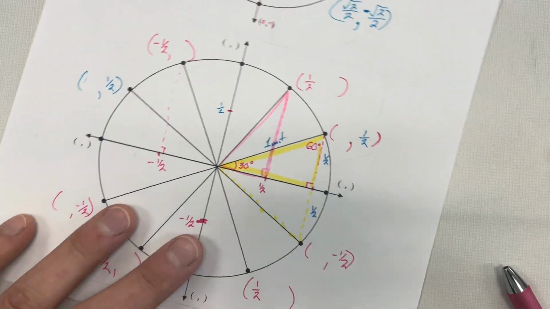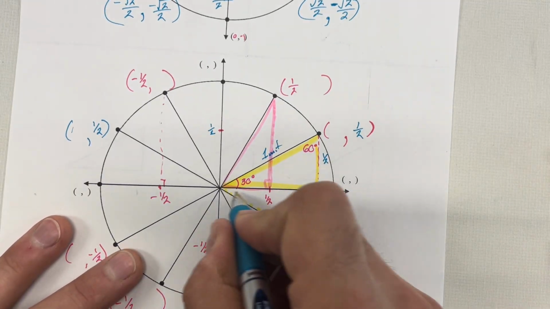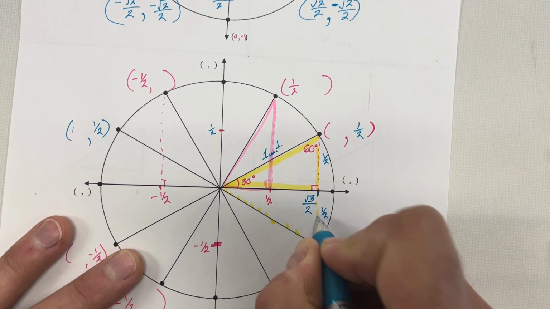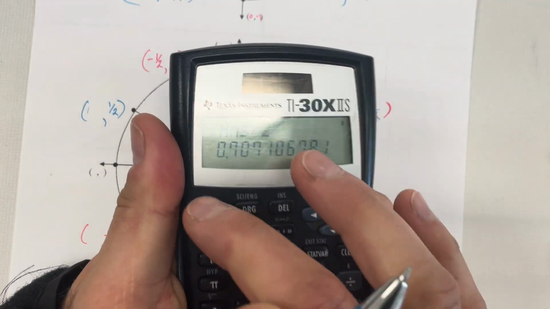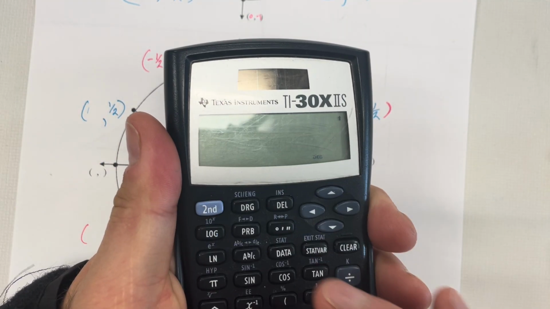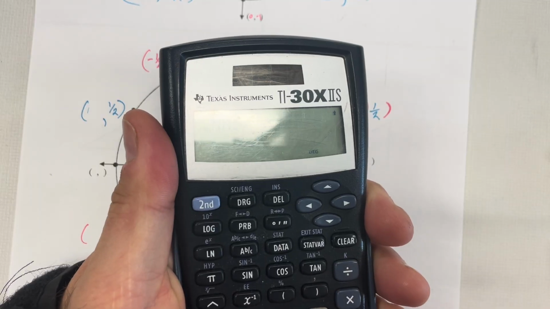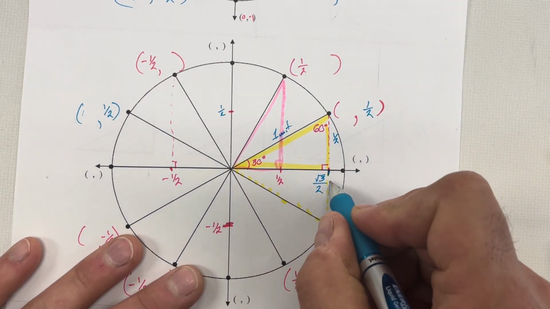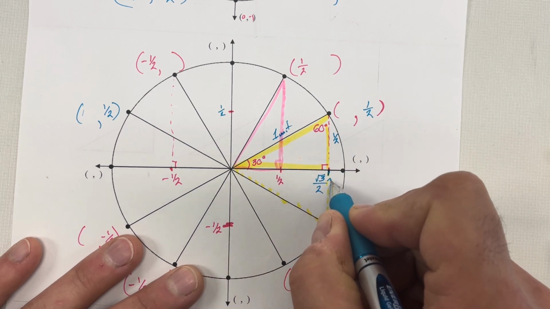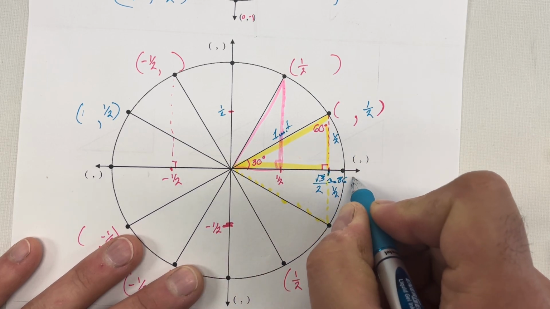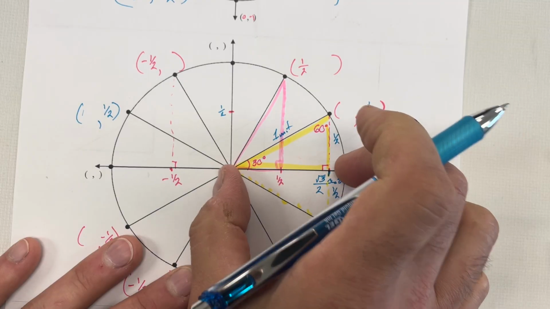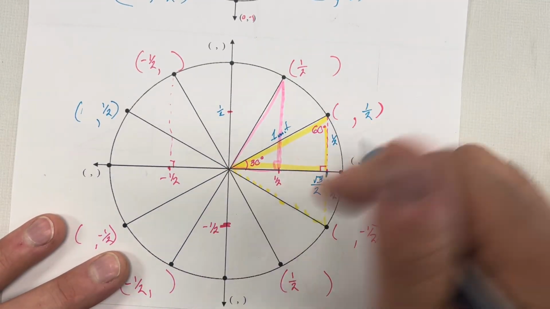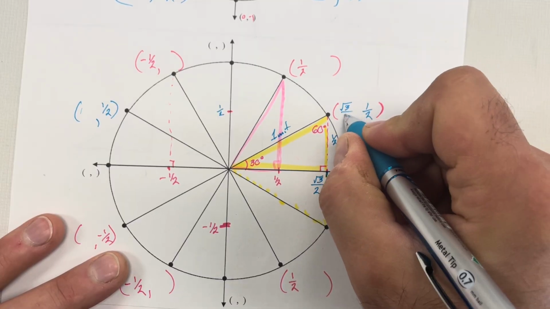Okay, so this length right here on this x value is going to be root 3 over 2. Now if we take root 3 and divide it by 2, we get 0.866. That means that this value right here going across is about 0.866 units instead of 1 whole unit across. It should make sense. It is a long leg. So this long leg here, root 3 over 2.